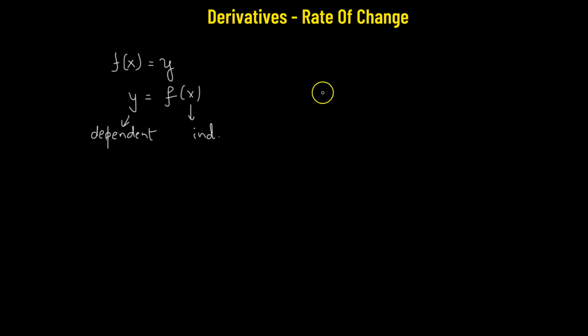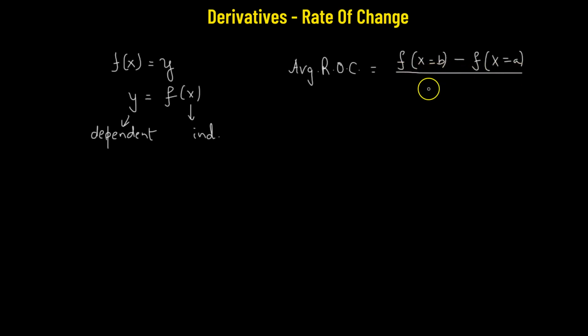And also we talked about average rate of change. The average rate of change is given by the value of the function at x equals b minus the value of the function at x equals a, divided by final point minus initial point. So this gave us the average rate of change.